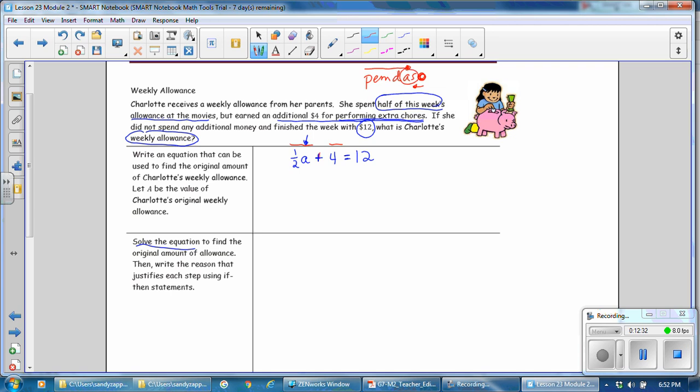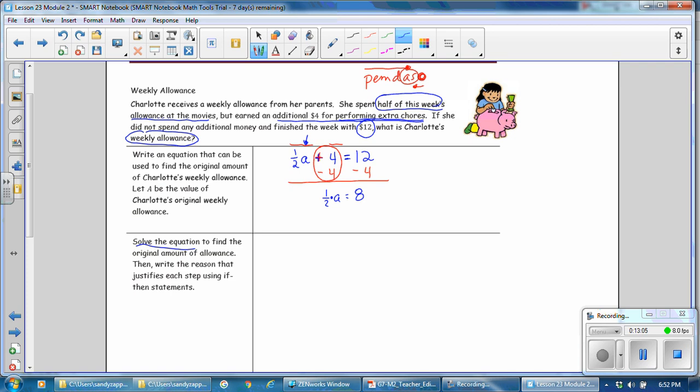So we want to undo this addition with subtraction. We want a zero pair, so we're going to subtract 4. Plus 4 and minus 4 equals 0, and 1/2 A plus 0 is 1/2 A. 12 minus 4 is 8. Now, to finish this problem, we know that half of A is 8. In order to find the answer here, remember that this means to multiply, so we do the opposite operation, which is to divide.